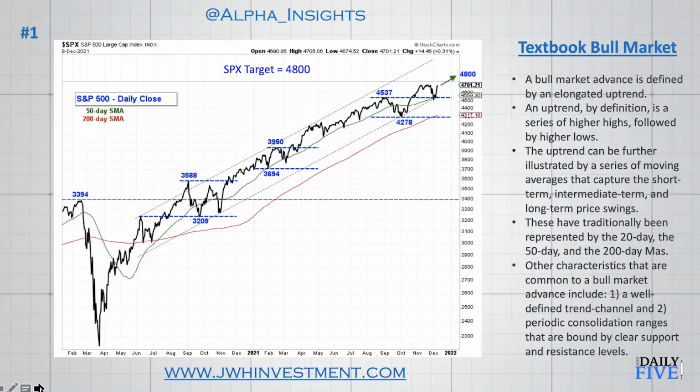Other characteristics they mention that are common to bull market advances are, one, a very well-defined trend channel, and that's what we're looking at here since about June of 2020, and additionally, periodic consolidation ranges bound by clear support and resistance levels. Again, that's exactly what I'm looking at here. The most recent of those was the 45.37 high bound by the 42.78 October swing low. So that September, October swing period created a nice setup for a breakout.